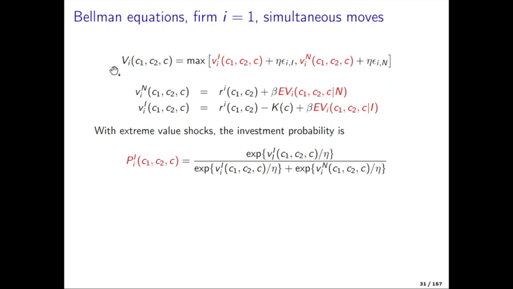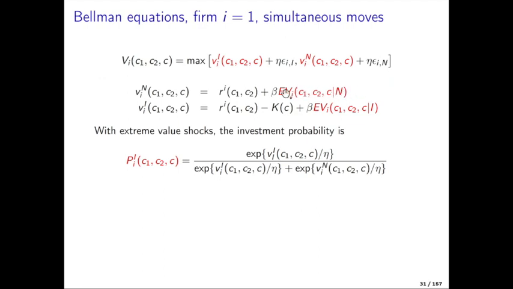Anyway, so here's a value function. It's the max of the choice-specific values, including these idiosyncratic shocks to investments. If firm I is not investing, then it's going to get the revenue in whatever state there are, so C1 and C2. If you're a cost leader, you're going to get the cost advantage profits. If you're a cost follower, you're going to get nothing. Plus the expected value of being in the same state in the next period, the expected value for this conditional state, conditional on not investing.